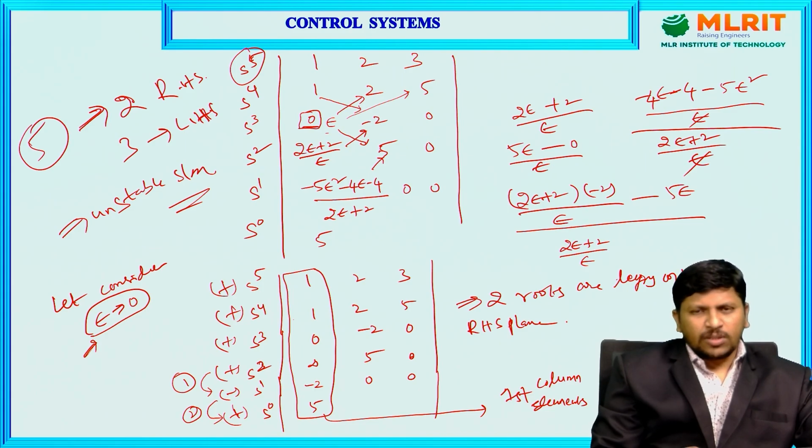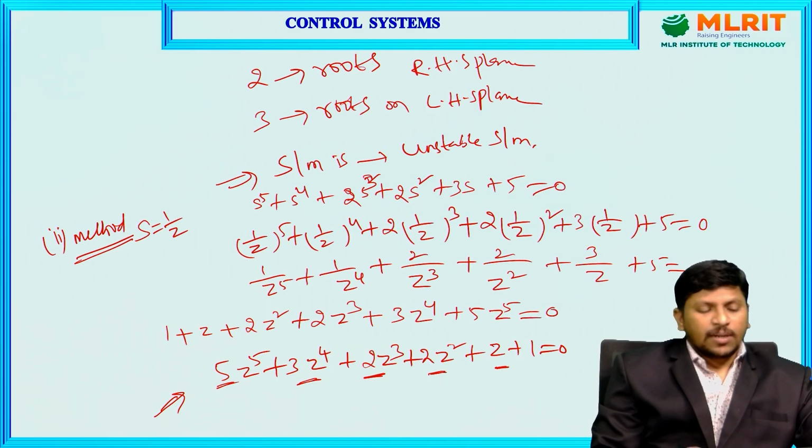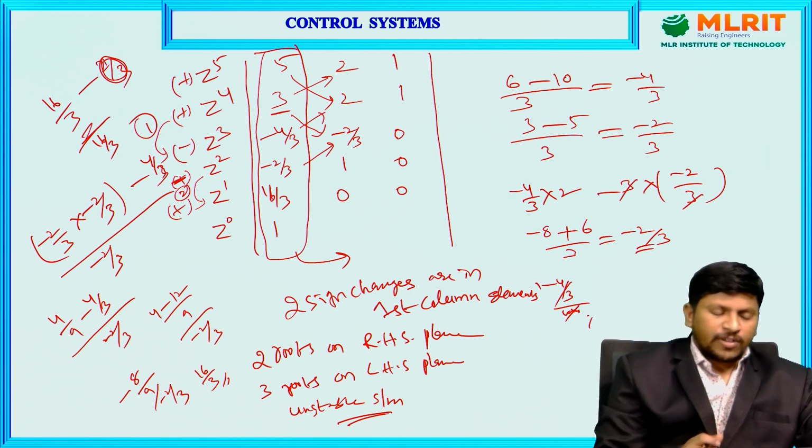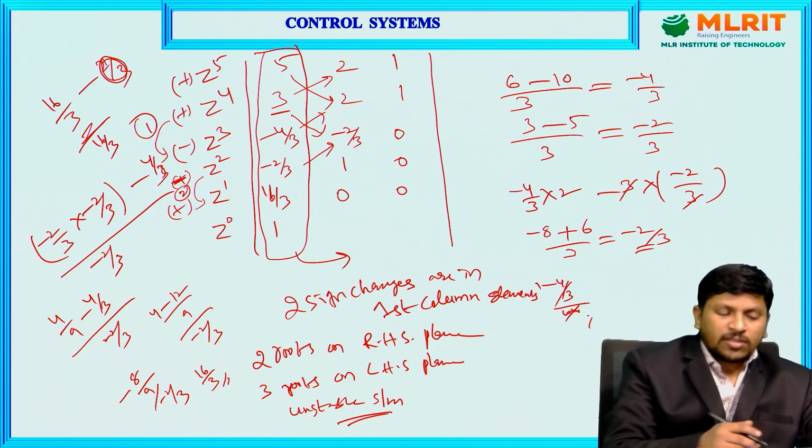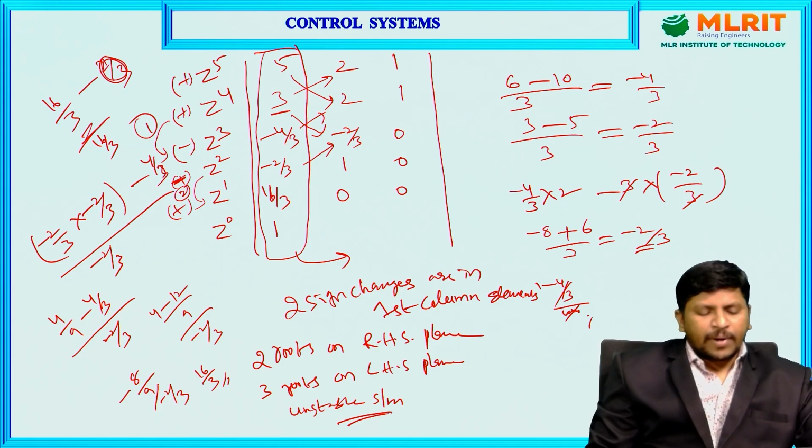That is the procedure. And one more procedure is, in place of S we substitute 1 by Z. So directly substitute 1 by Z and solve, take the LCM, and finally we get the characteristic equation in terms of Z. After that we arrange the array matrix and follow the same procedure. Then we observe the first column elements of the array matrix. If any sign changes are there, the sign changes are nothing but roots on the right half of the S plane.